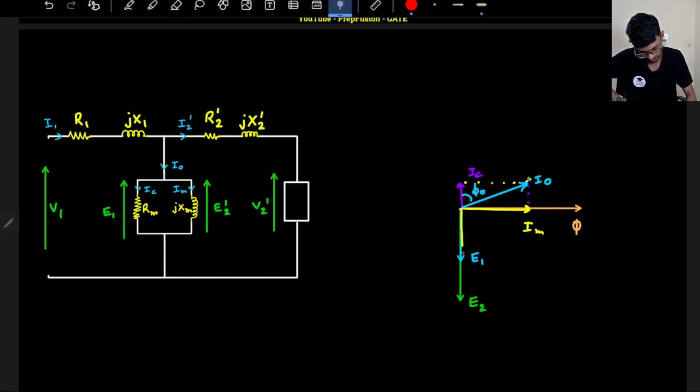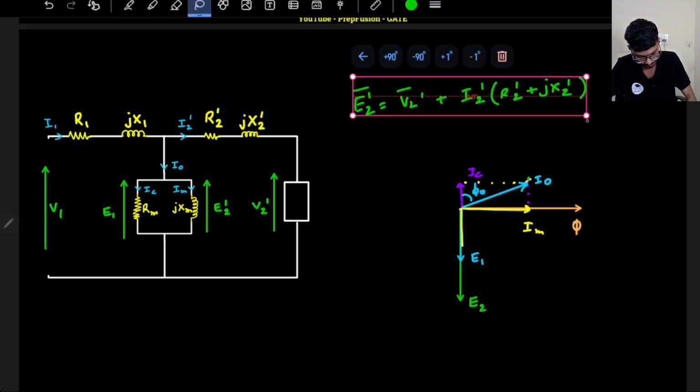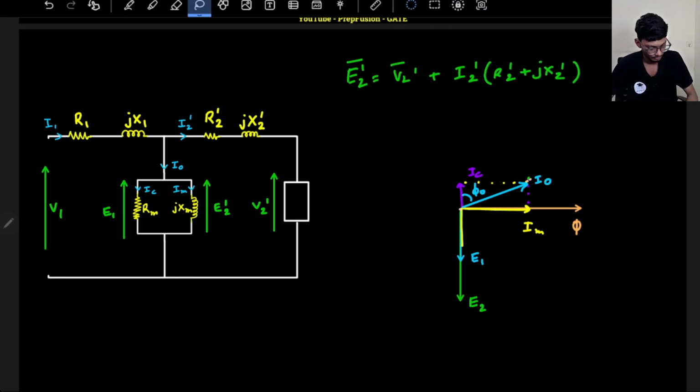So initially I have this induced E1 voltage and E2 voltage. This much I know. So if E2 is here, how will I find out V2? So V2 will be what? E2 will be equal to the V2 dash phasor plus I2 dash into R2 dash plus jX2 dash. Okay, this will be V2 dash.